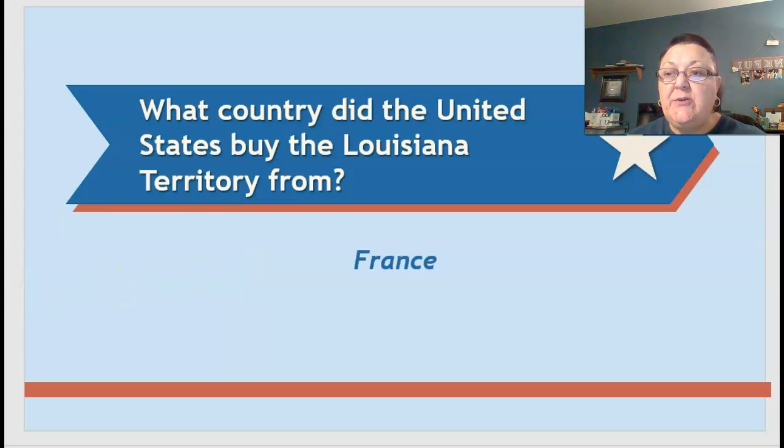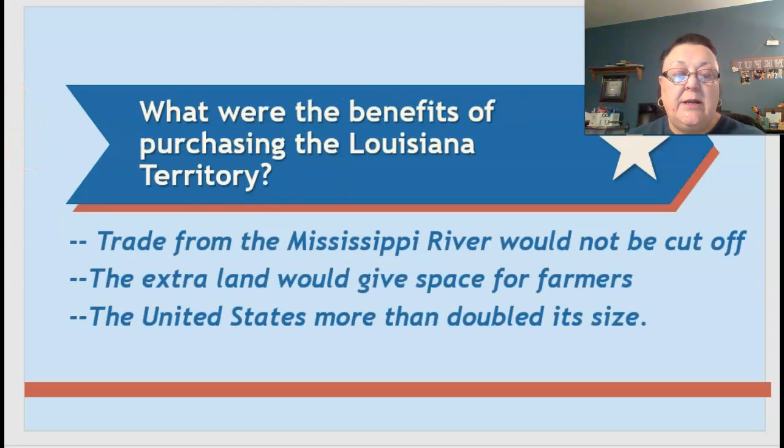Now, take out your sheet of paper, and this is what I want you to copy down right now. What were the benefits of purchasing the Louisiana Territory? There were basically 3 benefits. Trade from the Mississippi River could not be cut off. We would own the land. Nobody could tell us that we couldn't go down the Mississippi River.